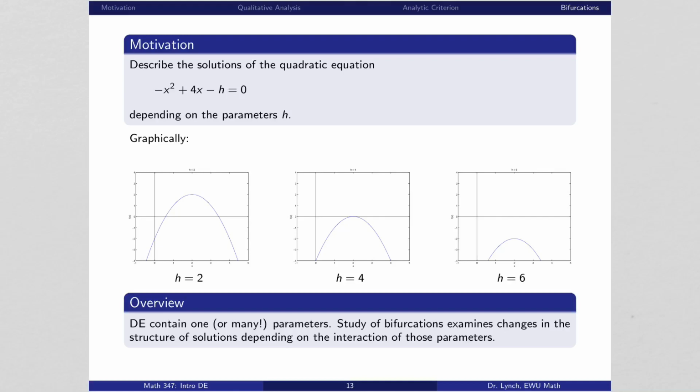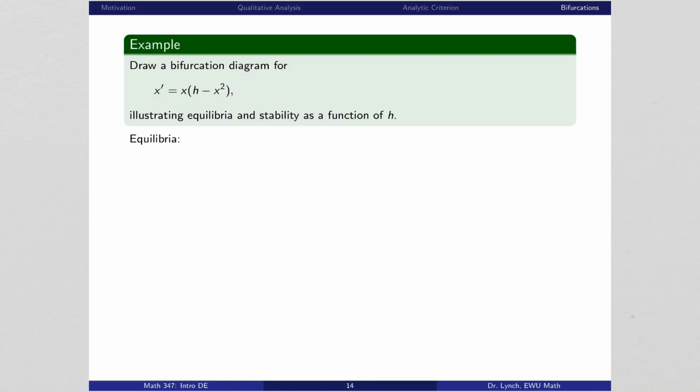Similarly, differential equations often contain one or many parameters. So study of bifurcations of those parameters tends to examine changes in the solution structure depending on the interaction of those parameters. As we'll soon see, sometimes we might get a new solution where we didn't have one before by varying a parameter, or sometimes a solution might change stability by varying a parameter. And we'll identify both those changes in solution structure as bifurcations of a differential equation.